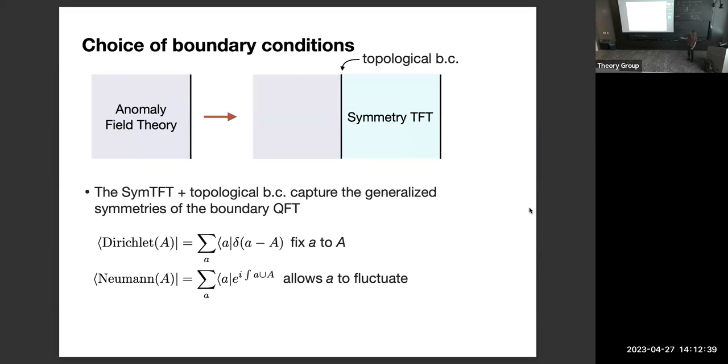Now, for the topological boundary conditions, I could impose Dirichlet boundary conditions or Neumann boundary conditions or some mixture of Dirichlet and Neumann boundary conditions. By imposing Dirichlet boundary conditions for my background field, I would fix the fluctuating or dynamical gauge field in the bulk symmetry TFT to its background field value on the boundary. For Neumann boundary conditions, I would allow this gauge field to fluctuate on the boundary, but that's what I mean by imposing gapped boundary conditions. So those are the sorts of choices I have.